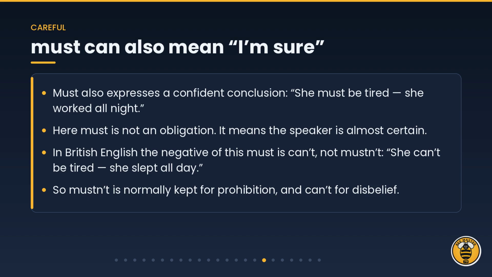One more use, and it surprises a lot of learners. She must be tired. She works all night. Here must has nothing to do with obligation. It means the speaker is almost certain. It is a confident conclusion. And here is the trap. In British English, the negative of that certainty is can't, not mustn't. She can't be tired. She slept all day. So keep mustn't for prohibition, and use can't when you mean, I don't believe it.